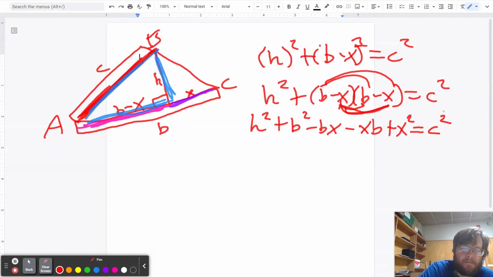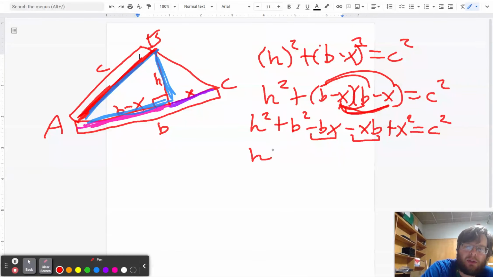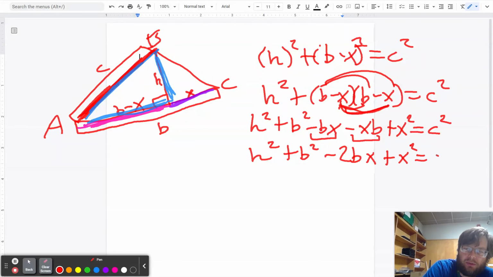Okay. Now, notice that this negative BX is the same as this negative XB. The two letters, it's like if I did 3 times 5 or 5 times 3, I get the same answer either way. So I can combine my like terms. So now I've got H squared plus B squared minus 2BX plus X squared equals C squared.